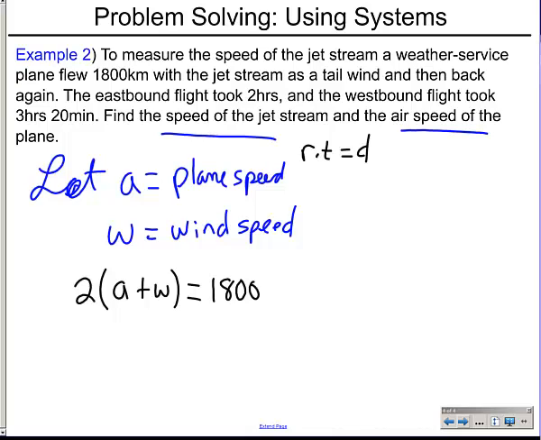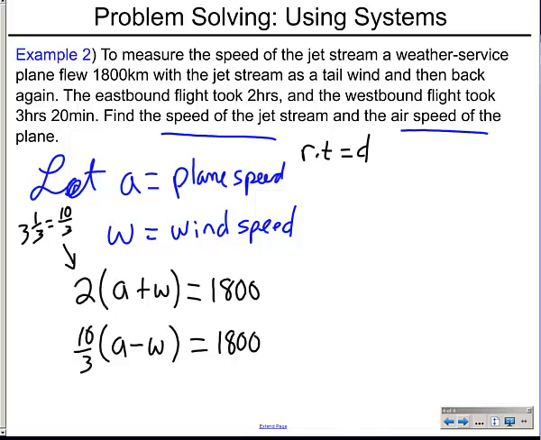When you're going westbound, you're going against the wind, and it's going to slow you down. So we're going to have airspeed, or the speed of the plane, minus the wind speed, and that's still going to be 1,800 kilometers. The only difference is they gave us that measurement in hours and minutes. Well, we have to convert it all to one unit. Since the top one is in hours, we're going to convert 3 hours and 20 minutes to hours. So 3 hours and 20 minutes is really 3 1/3 hours, which I'm going to write as 10/3. We don't like to work with mixed numbers, so we have 10/3 hours times A minus W.